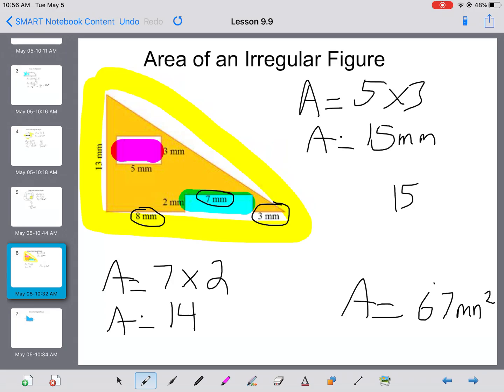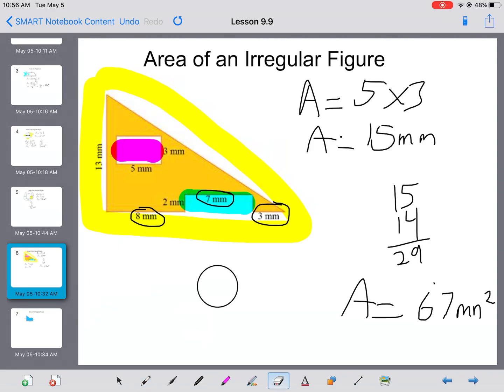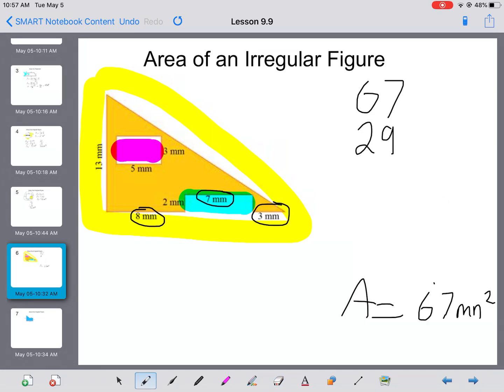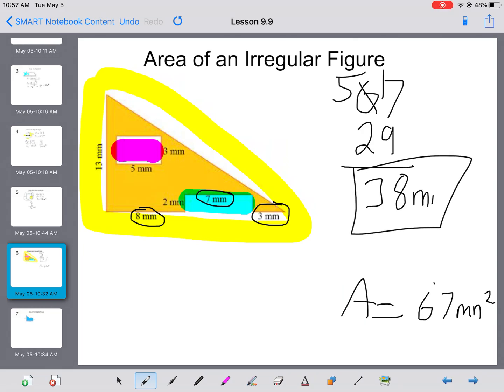So now I know that 15 millimeters and 14 millimeters, which is a total of 29 millimeters, is missing from my triangle. Okay, that's not shaded orange. So I'm going to take my original. If the whole thing was orange, it would be 67. It's not. So I'm going to take away the 29, which represents the area of those two triangles. And I do 17, take away 9 is 8. And I end up with my final answer is 38 millimeters squared.